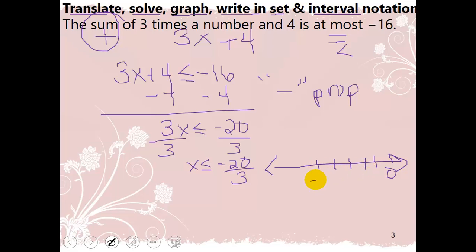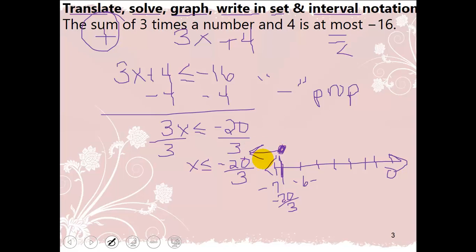Here's negative 6, and here's negative 7. So we're like right here. And then it includes it, so we're going to use a closed dot, and it's less than. So left is less, left is less.